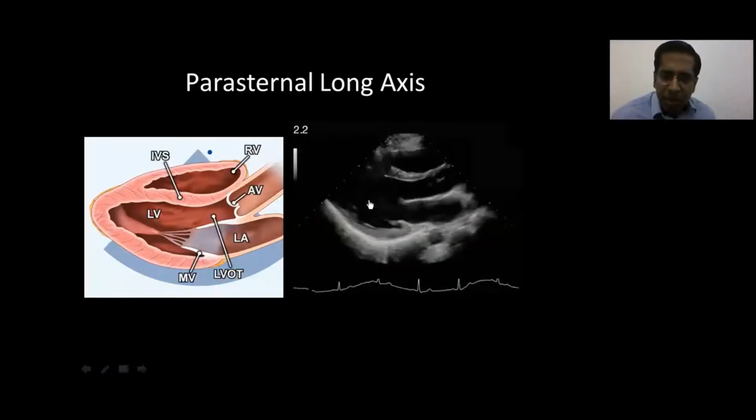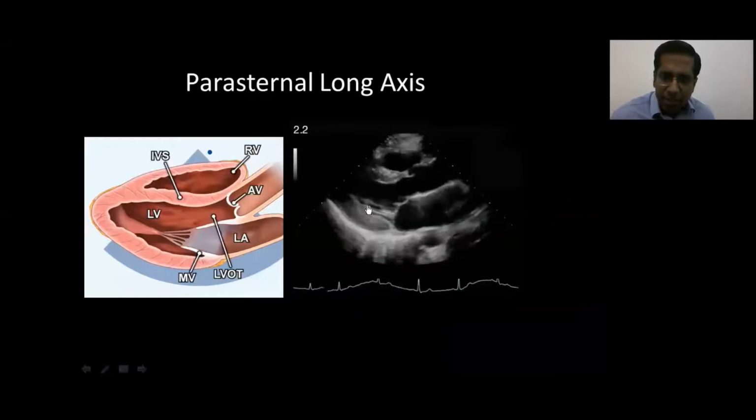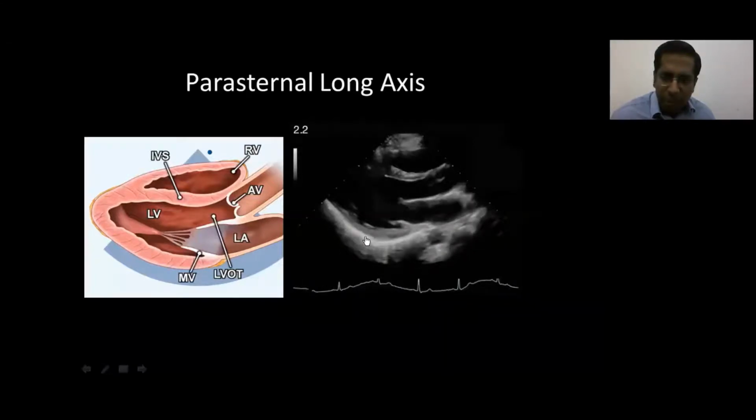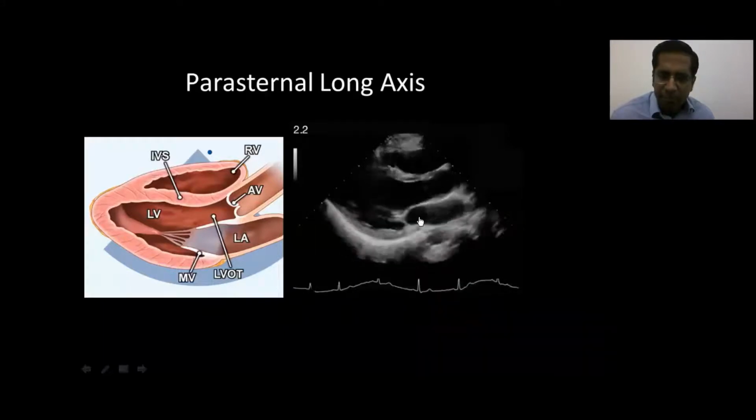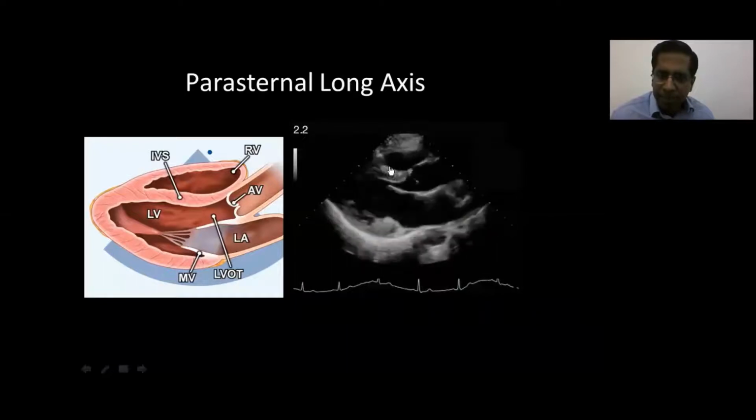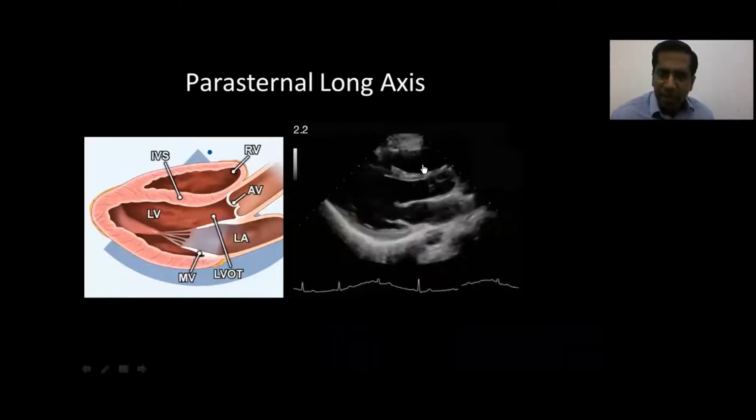Now, going to how this image is supposed to look. It is supposed to look like how it has been shown here, where you see the structures. This is the interventricular septum. This is the posterior wall or the infralateral wall. These are the leaflets of the mitral valve. You see the anterior mitral leaflet here, and the posterior mitral leaflet here. This is the left atrium. You see the aortic valve, and the ascending aorta here. You see the right ventricle here, and that is the right ventricular outflow tract. The proximal RVOT is what is seen in the parasternal long axis view.